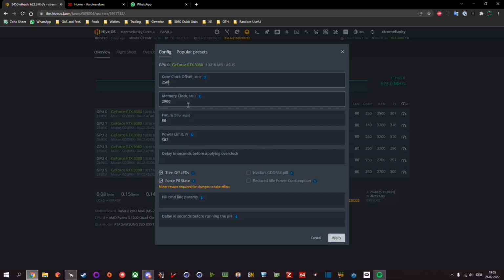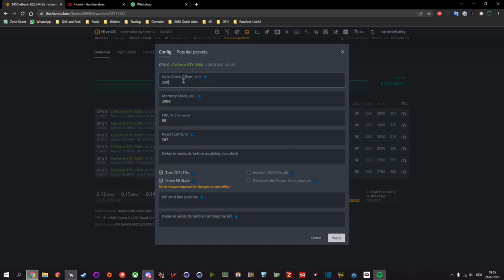This is the maximum possible value that HiveOS allows. You can't get higher, which is kind of sad, because you could get more efficiency out of it if you could put it higher, but that's the maximum possible value and we just have to accept it.